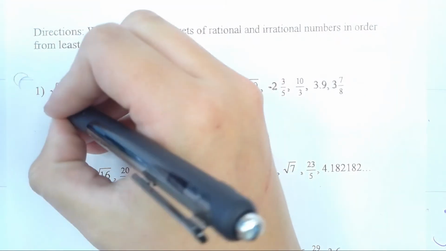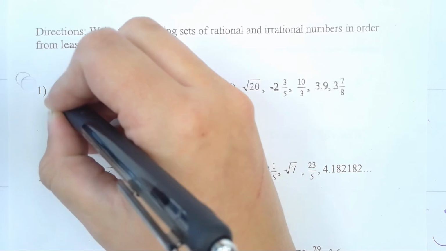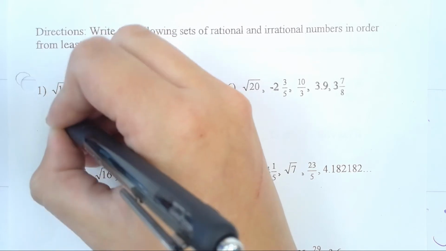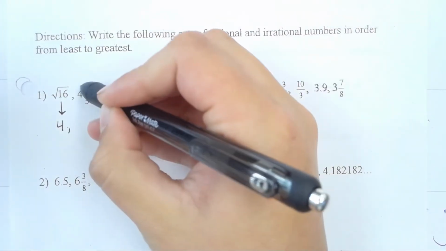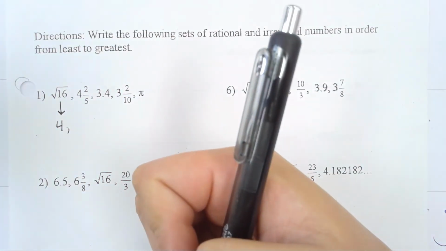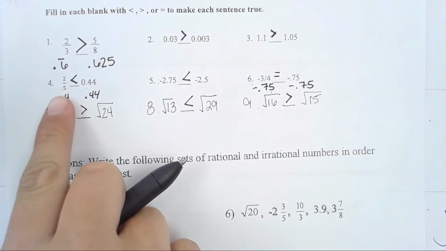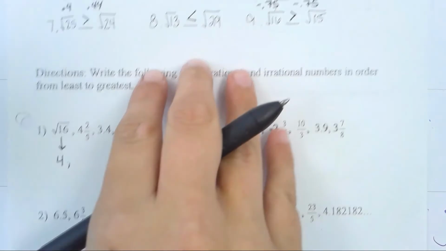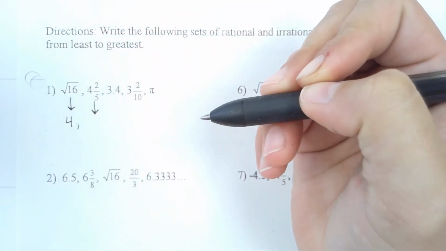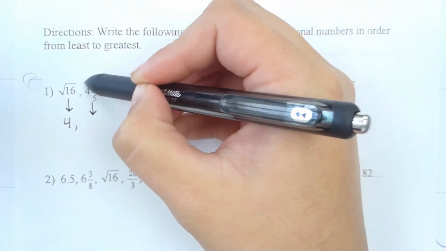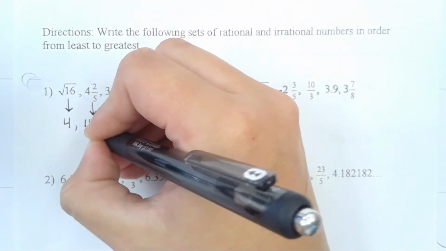So I'm just going to rewrite the square root of 16 as 4. Then 4 2/5. So I see a fraction, so I want to change that to a decimal to make it a little bit easier for myself. And if you guys remember, up here we already took 2/5 and made it a decimal, and that was 0.4. You just need to add on that whole number as well. So 2/5 was 0.4, but we still have that whole number 4, so this fraction is going to be 4.4.